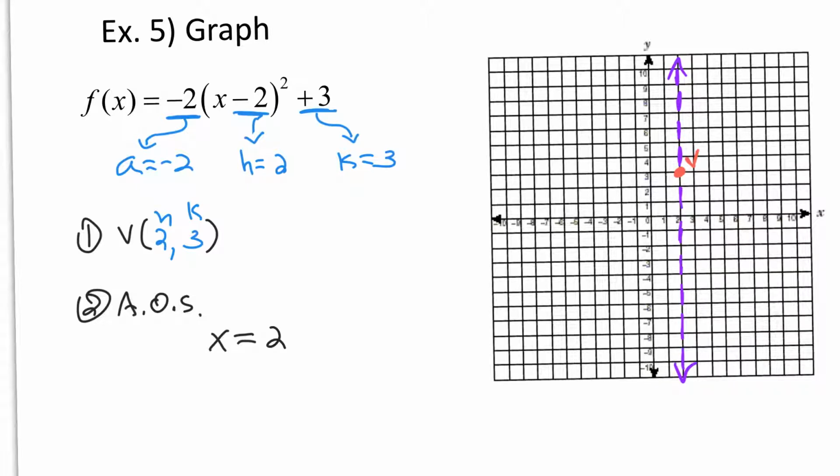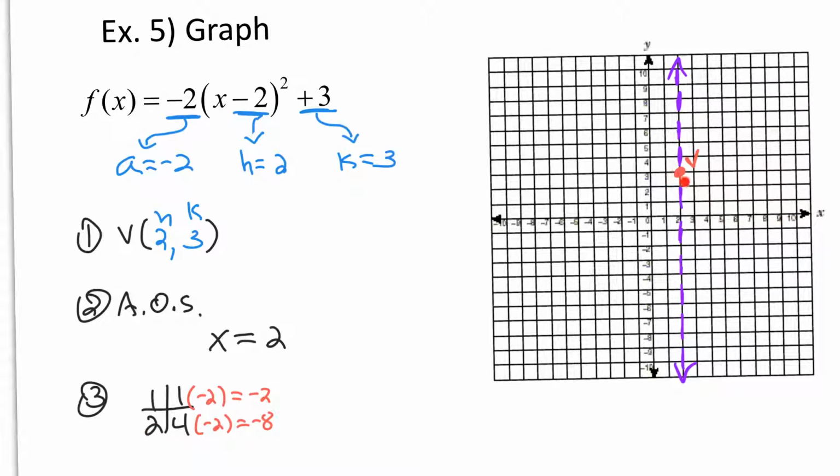And the third step, we use a pattern. 1, 1, 2, 4. But let's go back to the a value. Notice the a value is negative 2. It's not positive 1. So that means we have to multiply by negative 2. So 1 times negative 2 is negative 2. And 4 times negative 2 is negative 8. So we're going to move 1 to the right from the vertex, 2 down, it's negative, and then 2 to the right and 8 down.